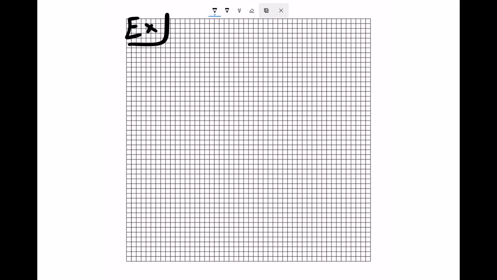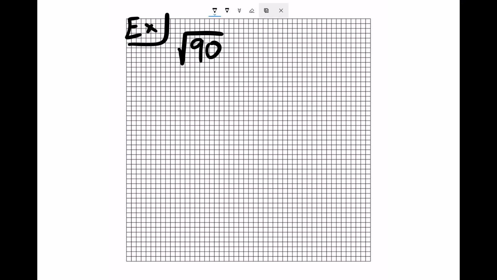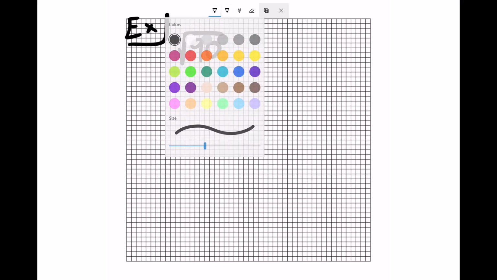Let's say I want the square root of 90. Again, for the purposes of this lesson, one thing to remember is you are estimating, therefore all of your problems are not going to have the perfect square root. What you have to do using your chart or multiplication table, find perfect squares that are very close to this one. If you're familiar with your 1 through 12s, one of them might stand out.